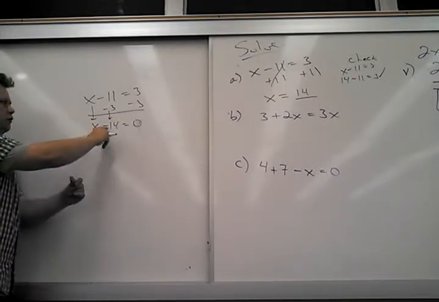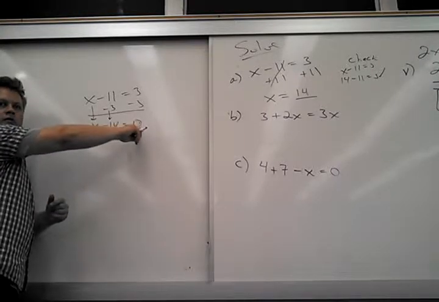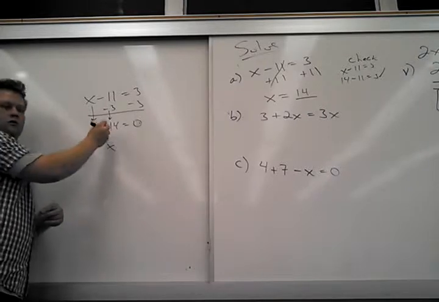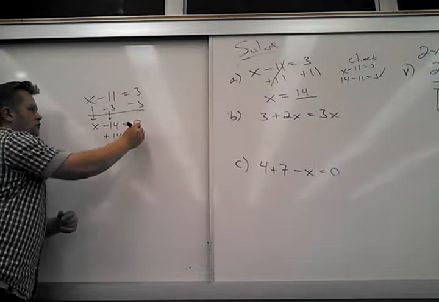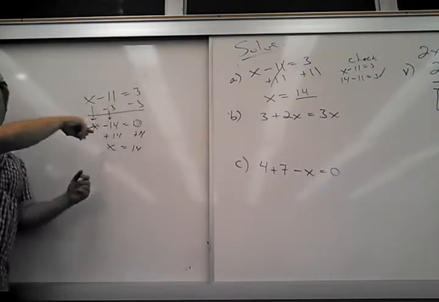So your last step here would be get those numbers over there. What would you do to kill the numbers here? You want x by itself. What's the opposite of minus 14? Plus 14. And you do eventually get to the same place we got. It just took you a little bit longer, right?